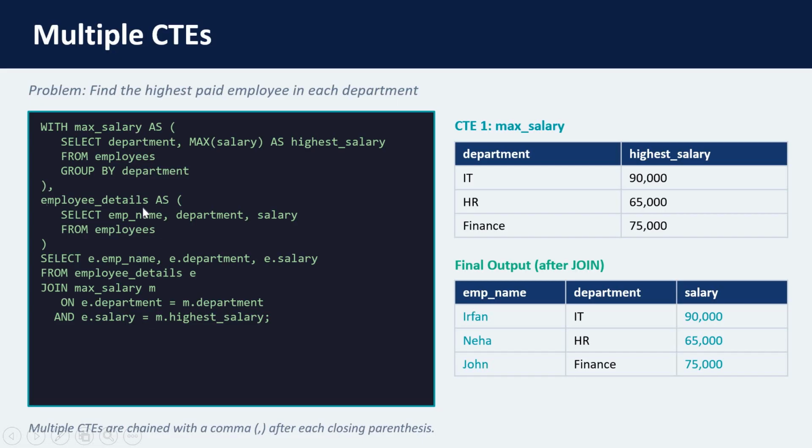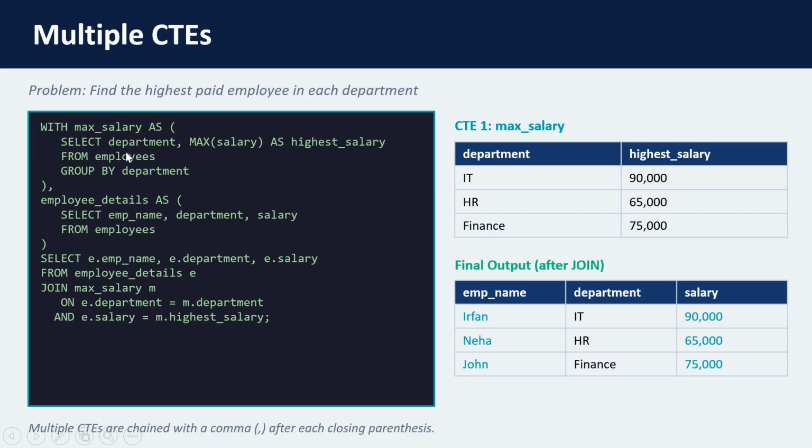Now we need to display employee detail, right? So employee_detail is again one more CTE. So that is a kind of nesting here. Here we are using two CTEs: one is max_salary, and the second is employee_detail. So employee_detail will fetch three columns, employee name, department and salary, from the employee table and store them into employee_detail, right?